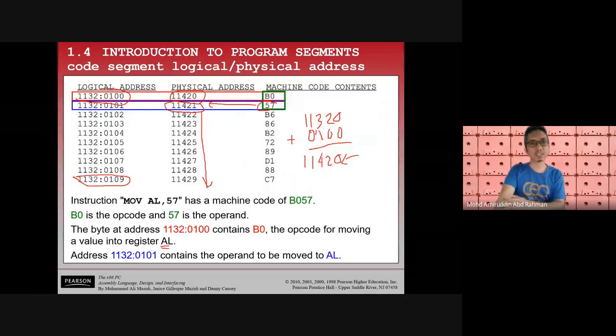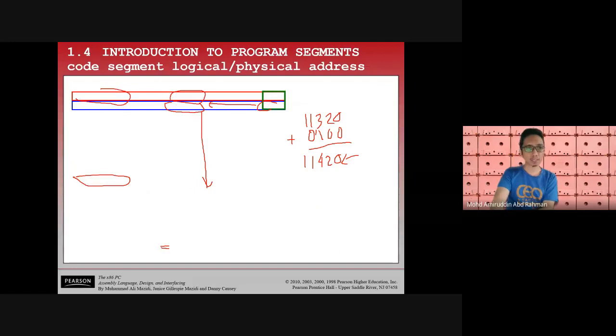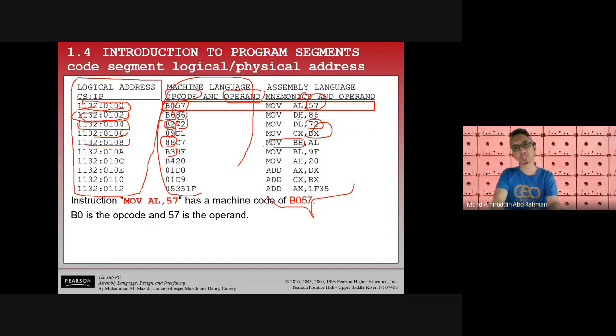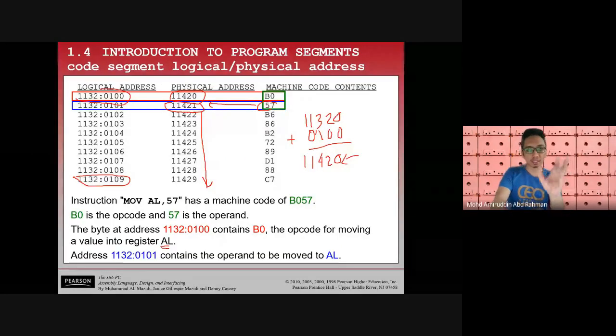So this is the real one. This is expanded. This is actually the summarized version, but this one is the expanded one. So you have opcode and operand, opcode and operand, opcode and operand.